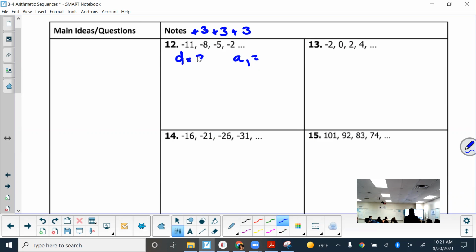All right, so D will be replaced with 3 in the formula. What's my a sub 1? Good. And then I'll just leave it there. If you want to practice writing the formula, go ahead.